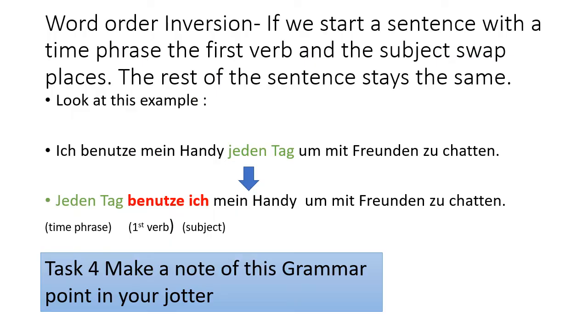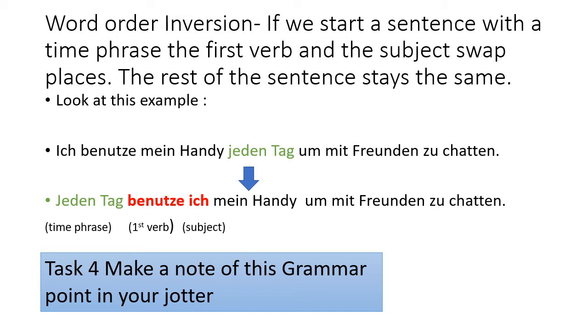Now for a little bit of grammar. We have seen this before in class, but it's just a little reminder about word order and inversion. That happens if we start a sentence with a time phrase, like sometimes, now and again, always. If we start a sentence with one of those time phrases, the first verb and the subject swap places. The first verb in this case will be benutze and the subject is ich. The subject means the person who's doing the verb. The rest of the sentence stays exactly the same, so it's only those two words that switch around.